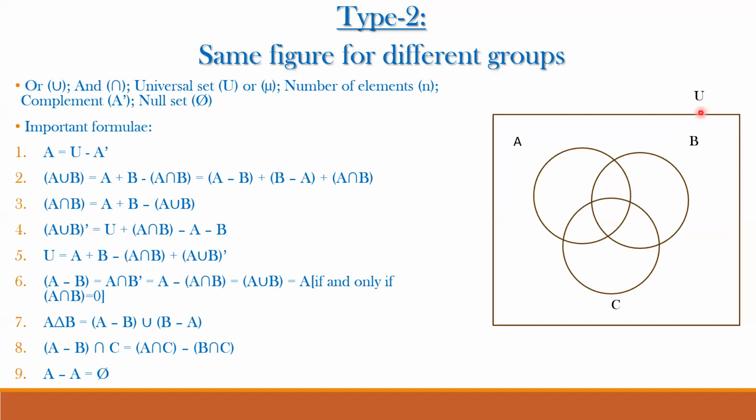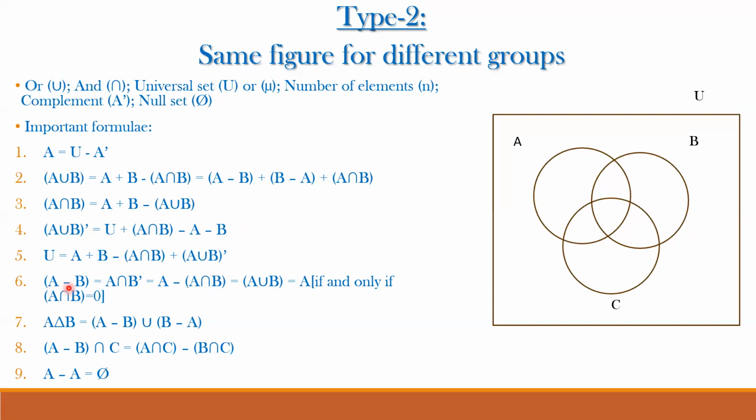But what about the remaining elements? They are also part of universal set. So A union B, the whole complement. In fact, you can even substitute this A plus B minus A intersection B with A union B. You can actually substitute it. Fine.